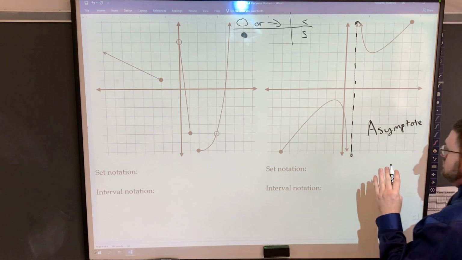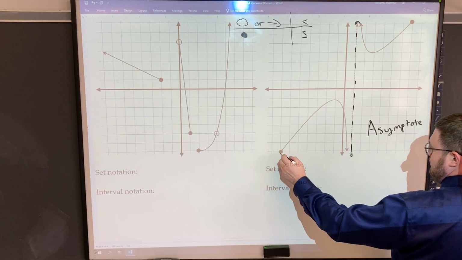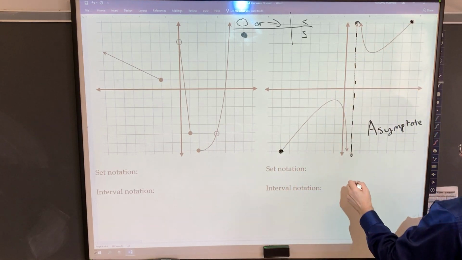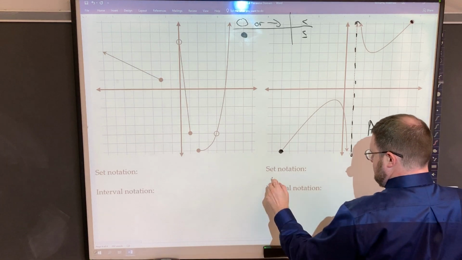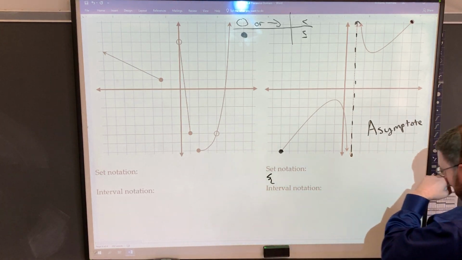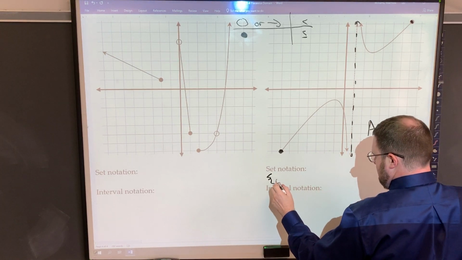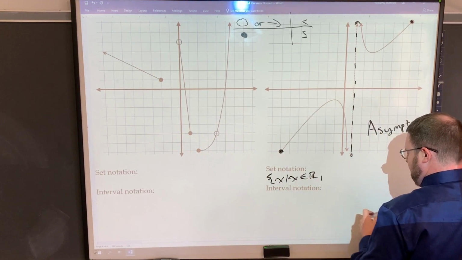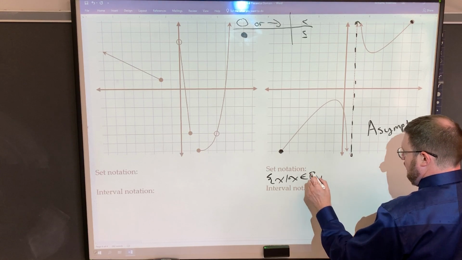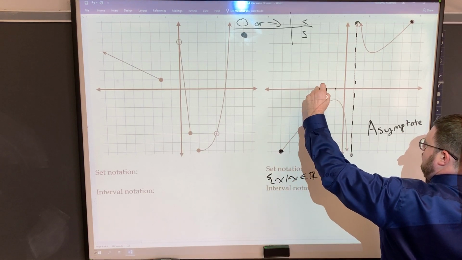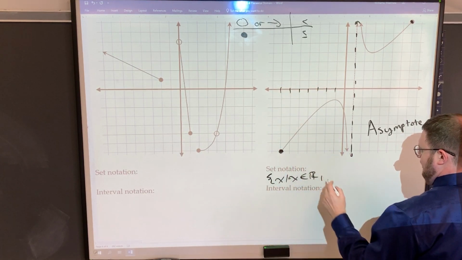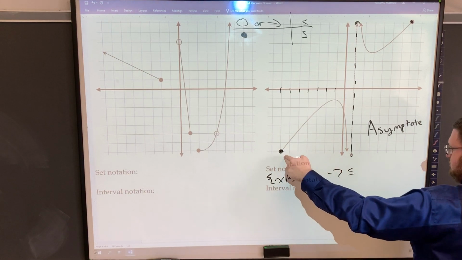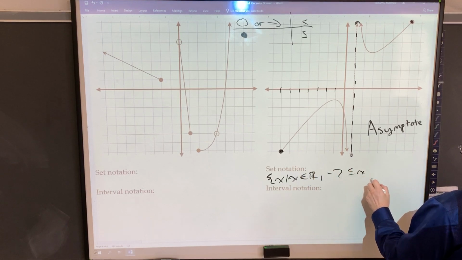So what this is showing is that this graph is every x value between this point and this point, except for that asymptote. So we are going to exclude that x value. We're starting set notation the same way. X such that x is an element of the reals, comma, our leftmost value, 1, 2, 3, 4, 5, 6, 7 to the left, -7, less than or equal to, because of the closed dot, x.